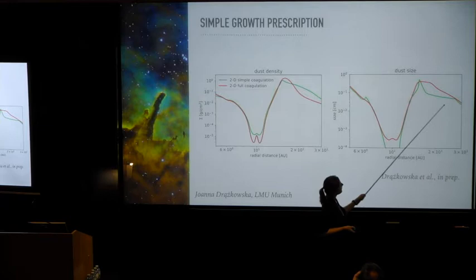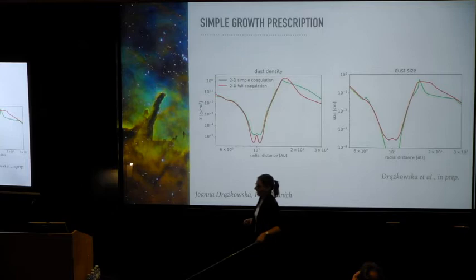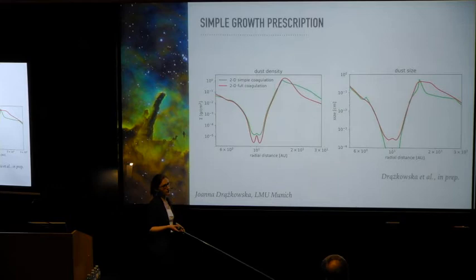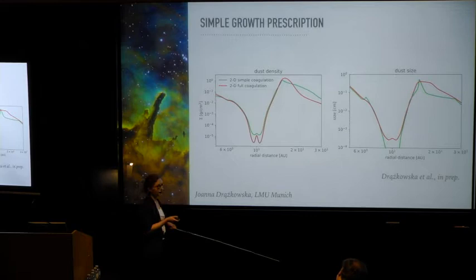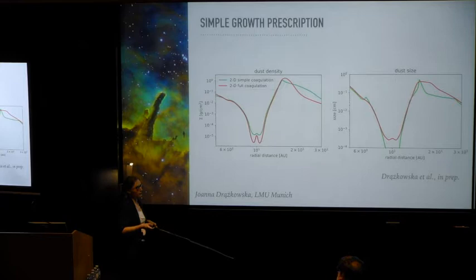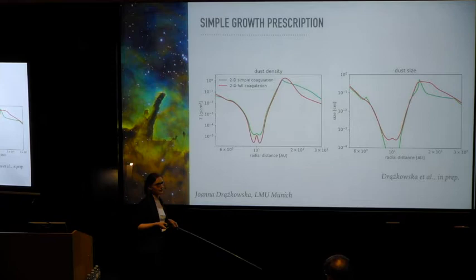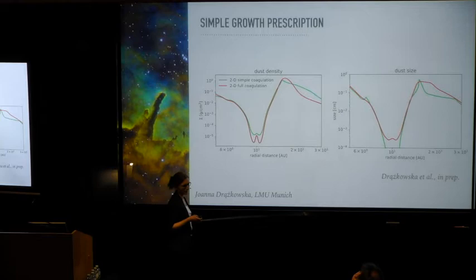And this is actually caused by these spiral wakes again, because the simple method takes into account what is the local pressure gradient that will induce the drift and also will induce the collisions. But it doesn't see that this pressure gradient is very short lasting, right? As the waves are sweeping through the disk. And in the full coagulation, what happens is that you also have diffusion. So if you fragment a lot in one time step, you can still replenish these large grains in the next time step by diffusion. And this is what the simple coagulation cannot do.